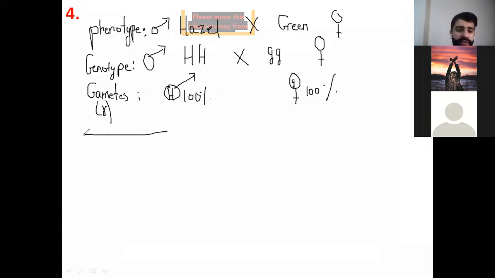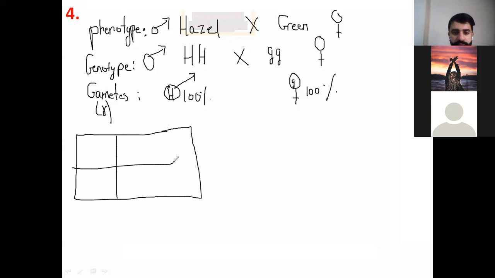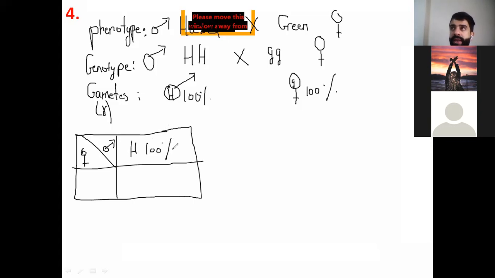To the table of cross. So this is the table of cross. I have to divide it into male and female. The male has H capital 100%, and the female has G small, which is 100%. So what is the genotype? Is it going to be GH or HG?